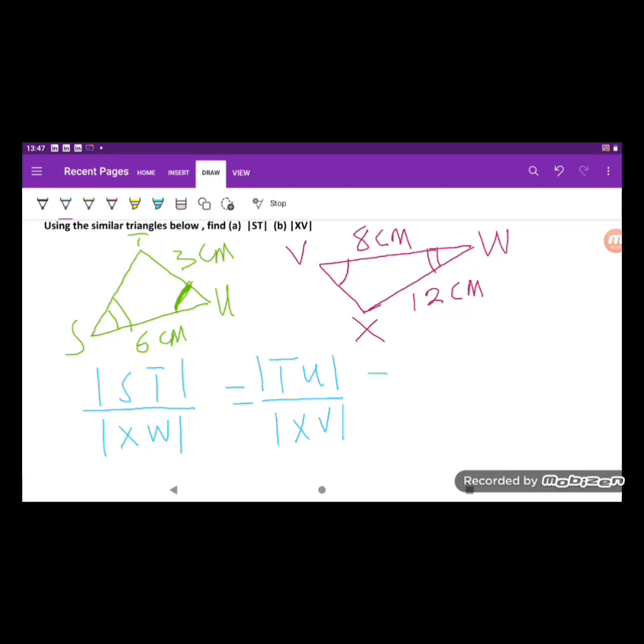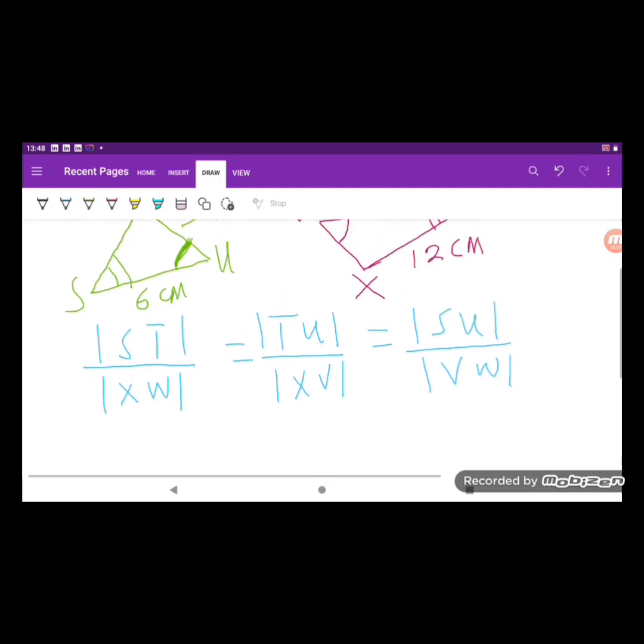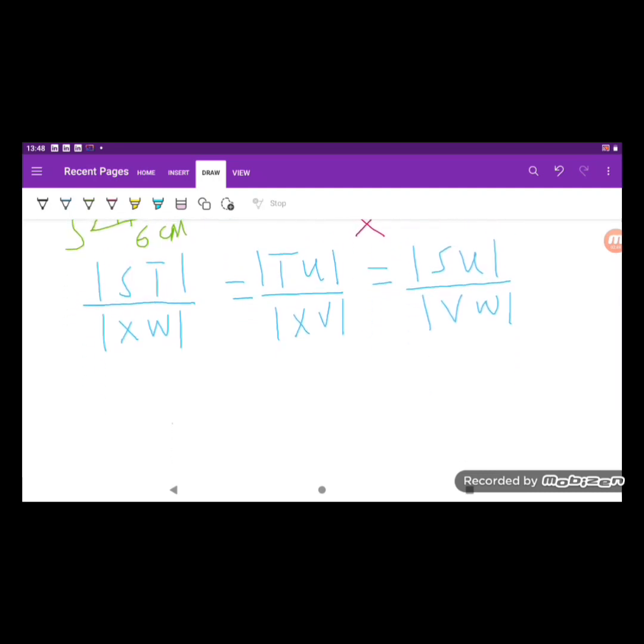And finally, the unmarked angle on green is facing what? SU. While the final one on red is facing what? VW. So we have finally brought out the similar sides. Now let's input the values that we have.